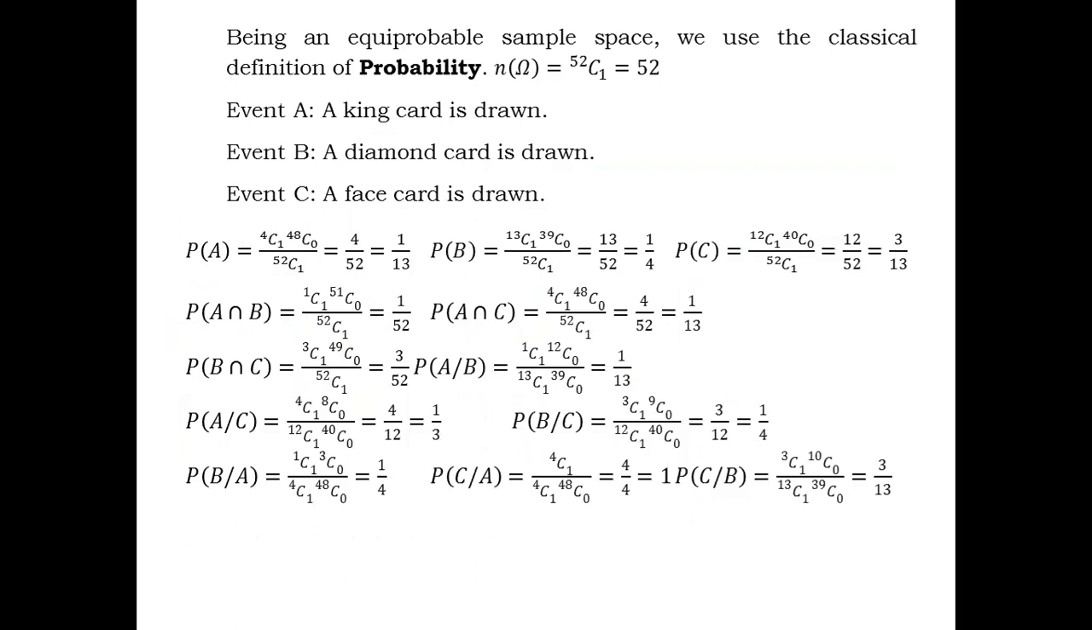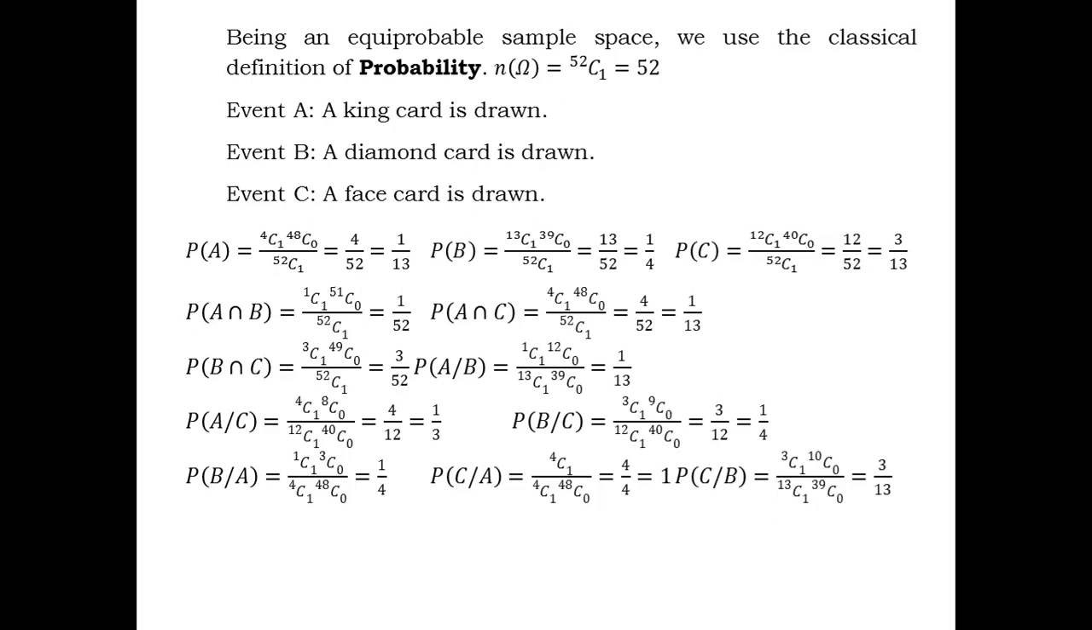Being an equiprobable sample space, the total number of outcomes is 52, that is 52C1. And I am defining three events. Event A: the card drawn is a king card. Event B: the card drawn is a diamond card. Event C: the card drawn is a face card. And we can logically see, and then mathematically also find out the probabilities, and see whether, if you pick any two events among these three, these two events are pairwise independent or not. That can be thought of logically as well as mathematically.